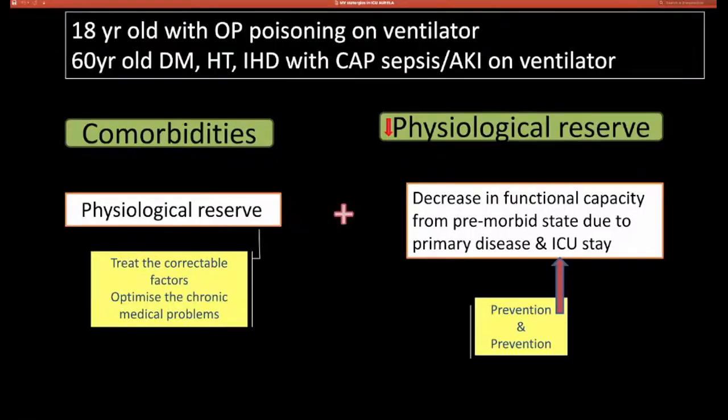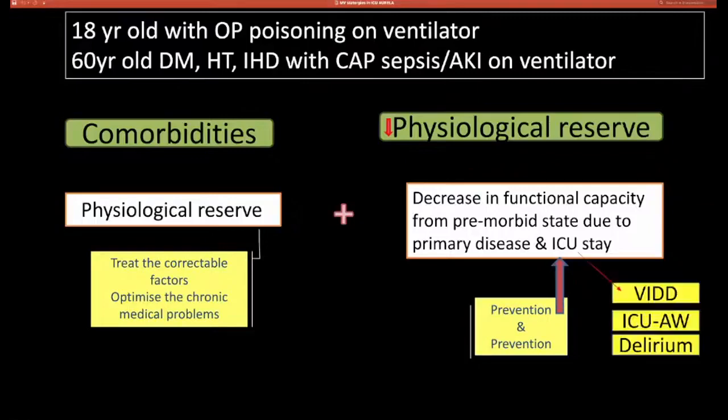So that is where the prevention of ventilator-associated lung injury or delirium or ICU-acquired weakness all come into the picture. So once you understand what the physiological reserve or the functional capacity of the patient is at the onset of mechanical ventilation, and try to hold it there or improve it from what was there, that is what is going to really make a difference.